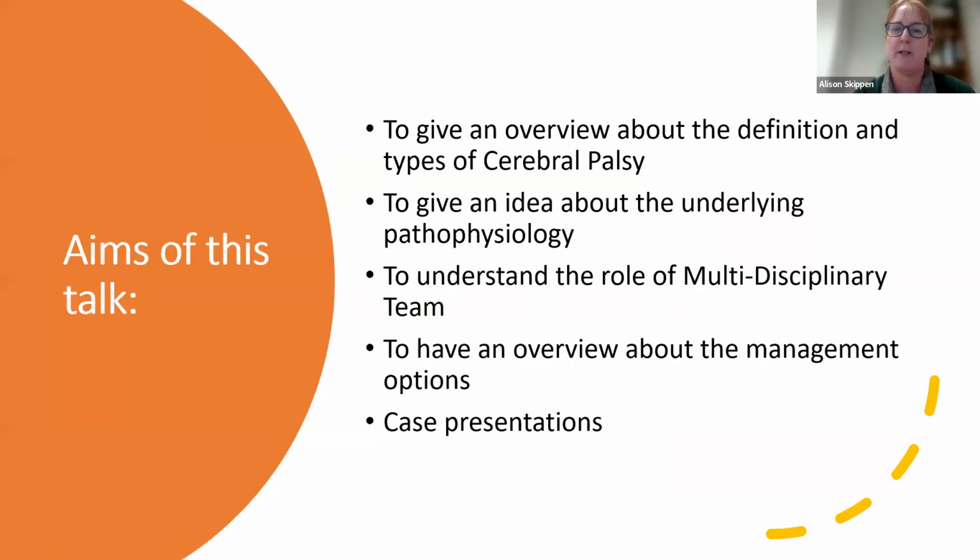Okay, so the aim of this talk is to give an overview about the definition and types of cerebral palsy, an idea about the underlying pathophysiology and the role of the multidisciplinary team, and then we'll talk a little bit about management options for cerebral palsy in terms of the spasticity and dystonia that children might have, and then we'll move on to our case presentations if we have time, because I know we haven't got loads of time, but we'll see how we get on.